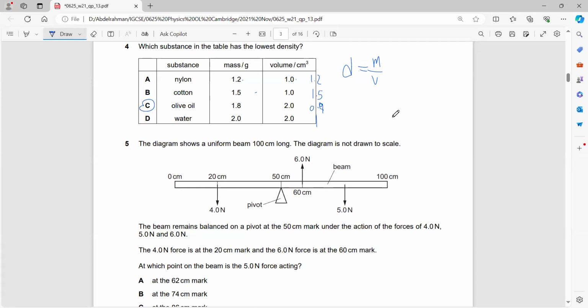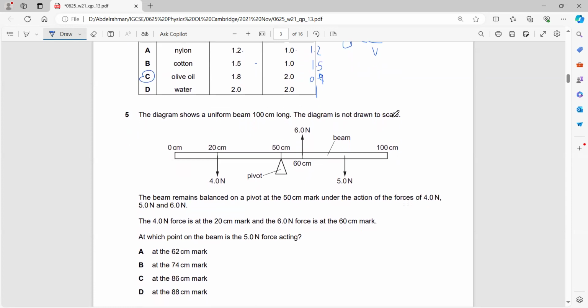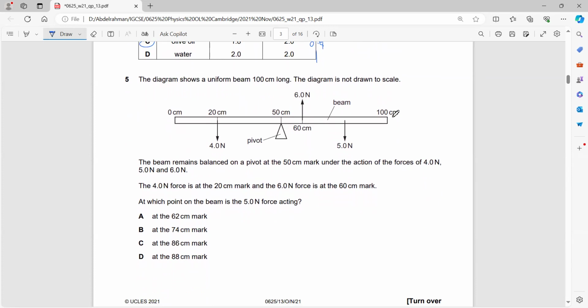Question 5. Okay, moment. One of the questions which you usually get wrong, especially if it has 3 forces. I know you are not used to solving moment questions with 3 forces. Usually we're used to solving moment questions with only 2 forces. What happens if I have 3 forces? I have to differentiate between each force. You must find out which force causes a clockwise moment and which force causes an anti-clockwise moment.